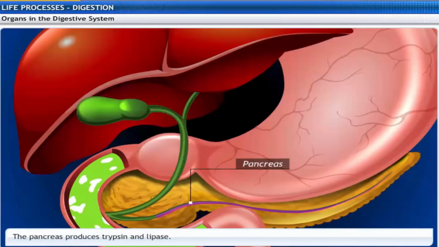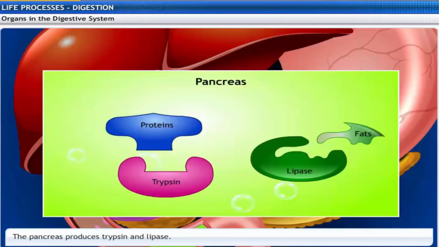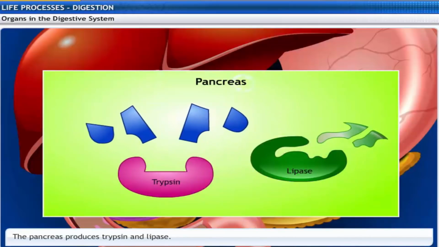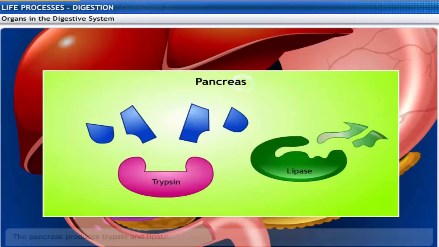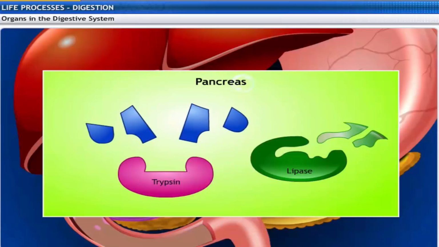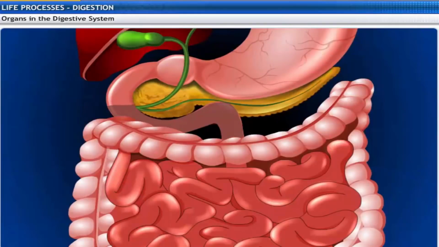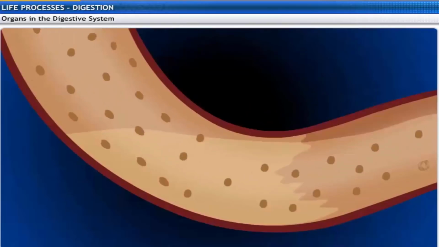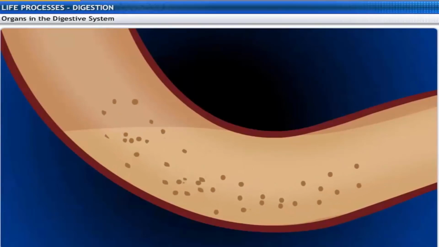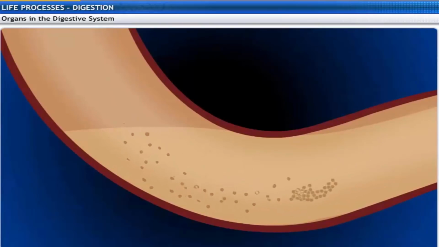The pancreas produces pancreatic juice that contains enzymes such as trypsin and lipase, which help to break down proteins and fats. The chyme now reaches the second part of the small intestine called the ileum. In the ileum, the intestinal enzymes act upon the food for further digestion.